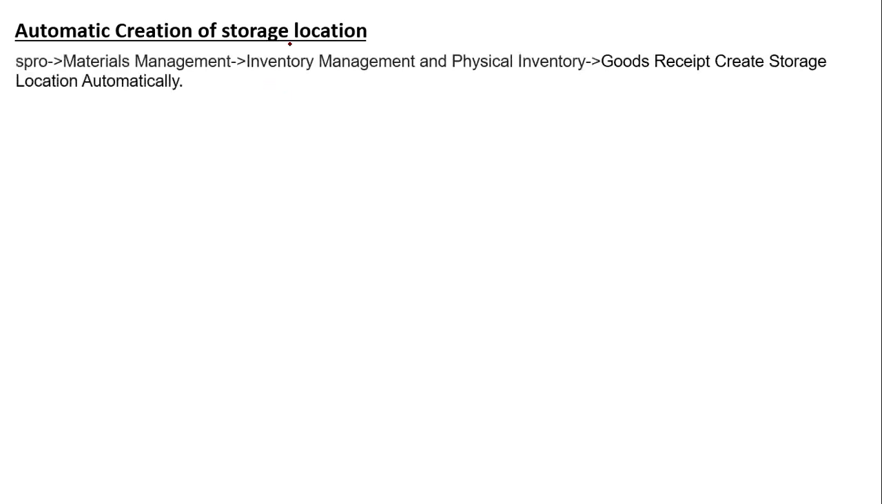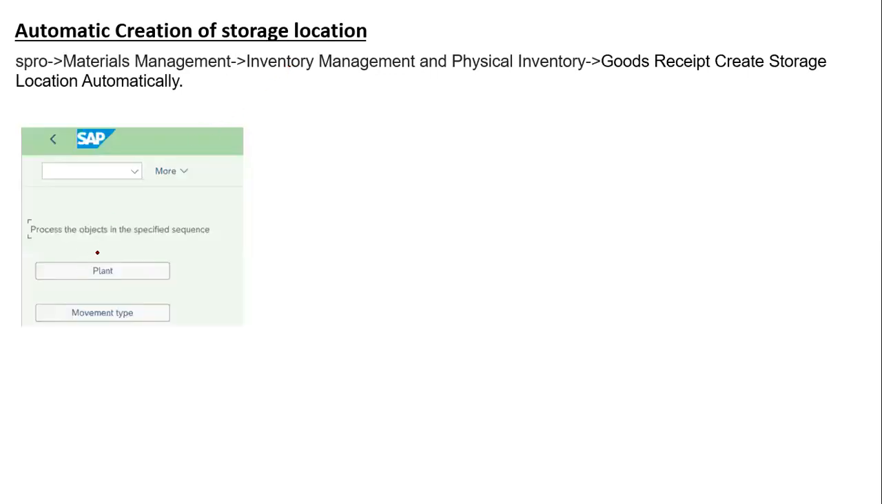Let's see. This is the path I have mentioned. We can set the automatic storage location for which plant I want to set it, and for which movement type I want the automatic storage location. What a movement type is, I will tell you in the next lecture. For now, just remember it is for movement purposes. Like for GR, goods receipt, we use movement type 101. Like that, we have n number of movement types.